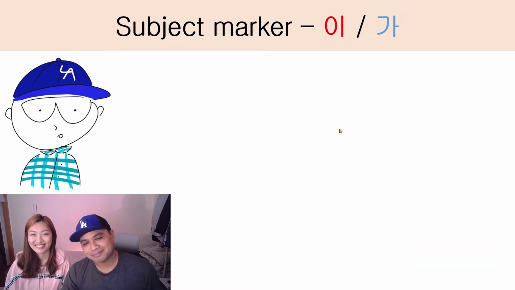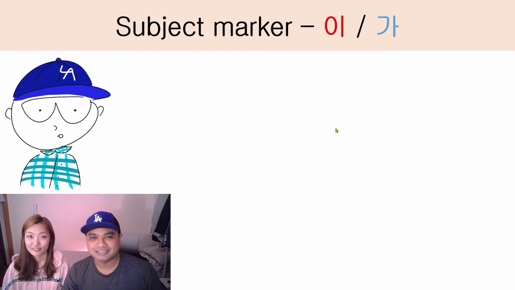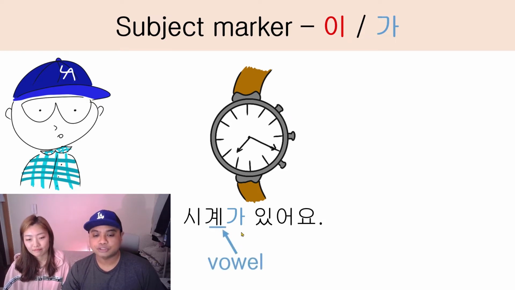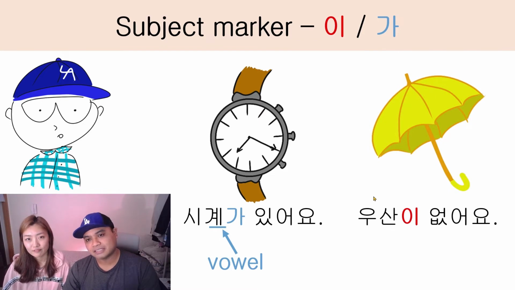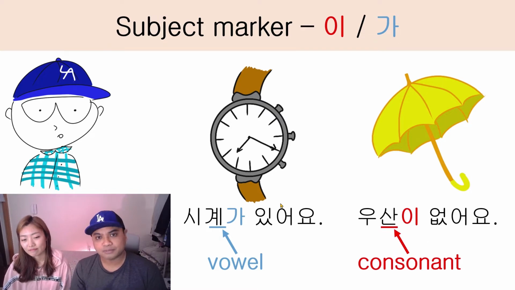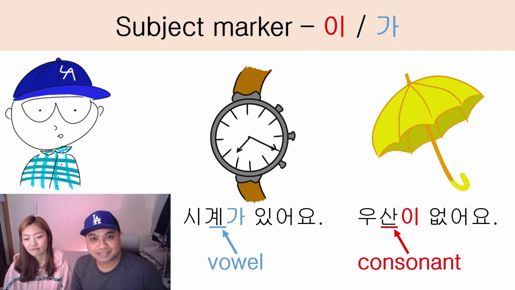So let's recap on how to use E and ga, the subject markers. If your object ends with a vowel, you need to use ga. If the object ends with a consonant, you need to use E. Now, what makes this really easy to remember is just try using the other one.